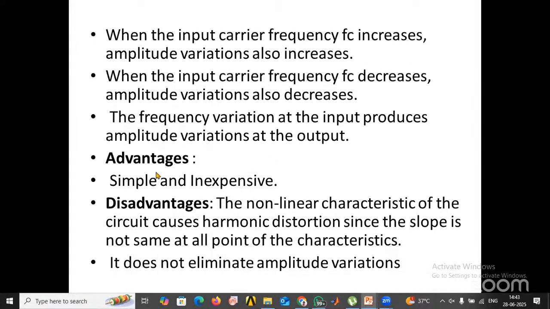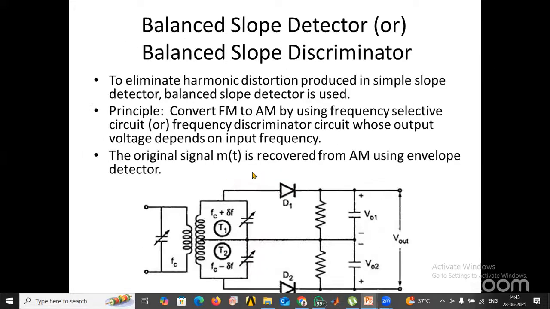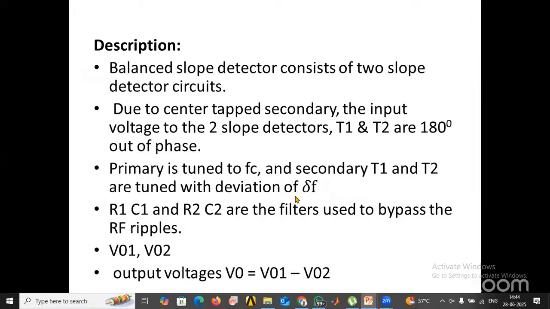So the advantage of the slope discriminator is that it is simple and inexpensive. The disadvantage is that the non-linear characteristics of the circuit cause harmonic distortion. To avoid that harmonic distortion, they go for the balanced slope discriminator or balanced slope detector. Here two diodes are used. One diode is conducting during one half cycle, another diode during the other half cycle, so that the harmonics generated in both are opposite in phase, they cancel each other, and only one frequency component will be left in the output.